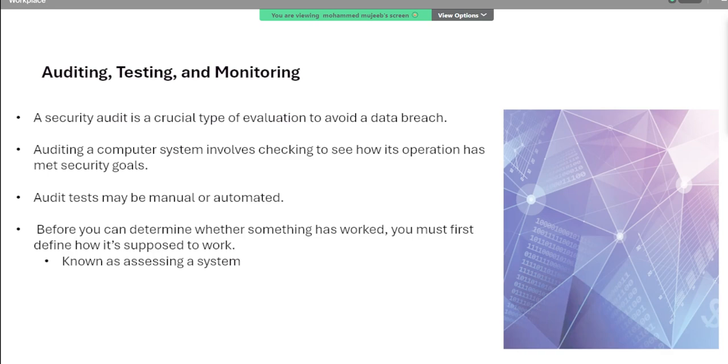Security information and event management. Excellent, Babar. Very good.